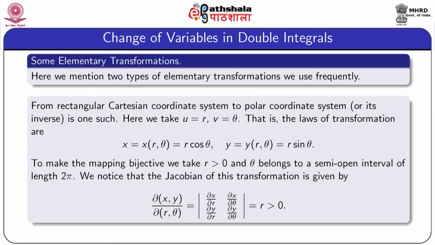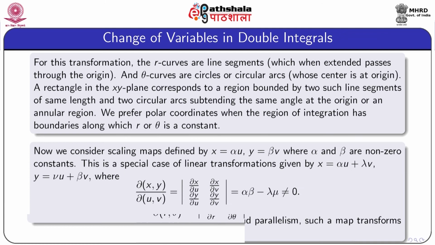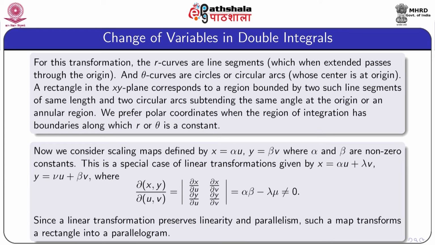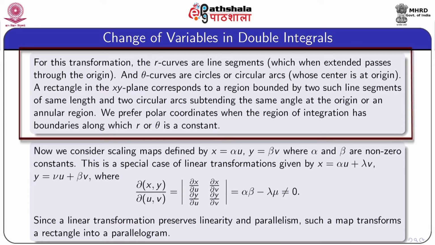To make the mapping bijective, we take r greater than 0 and theta belongs to a semi-open interval of length 2 pi or less. We notice that the Jacobian of this transformation is given by J equal to r greater than 0. For this transformation, the r curves are line segments which when extended pass through the origin, and theta curves are circles or circular arcs whose center is at origin.